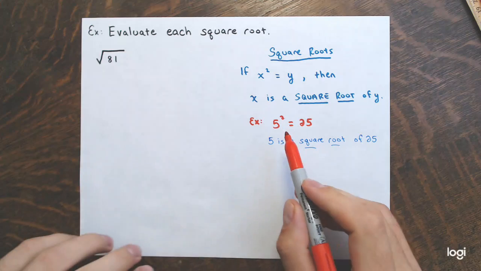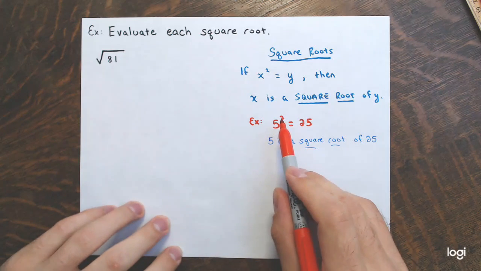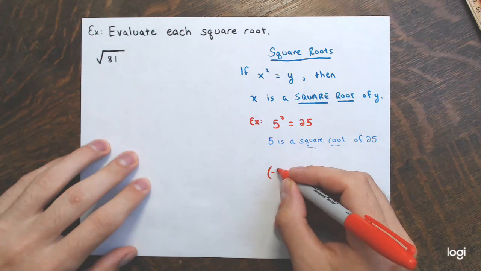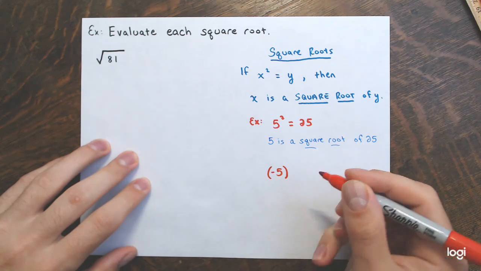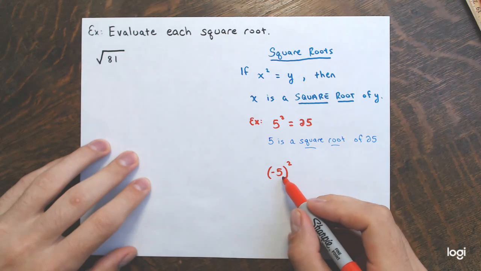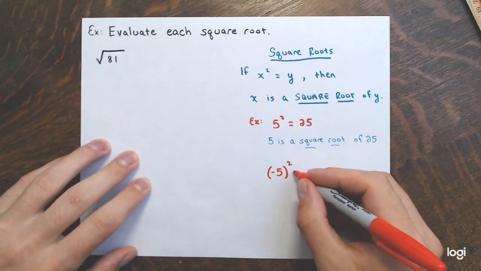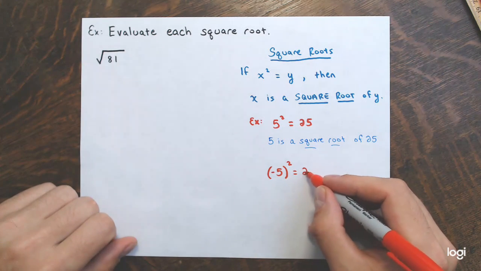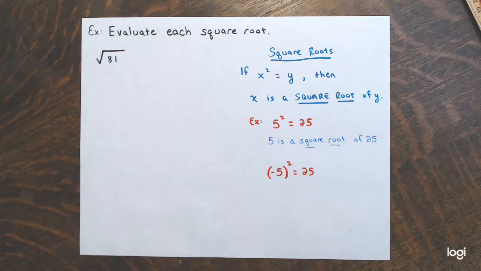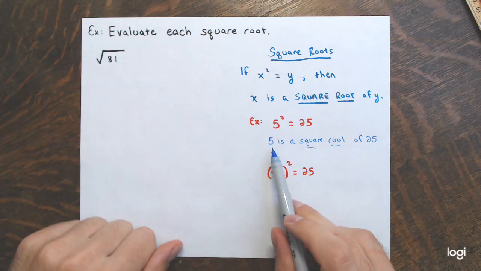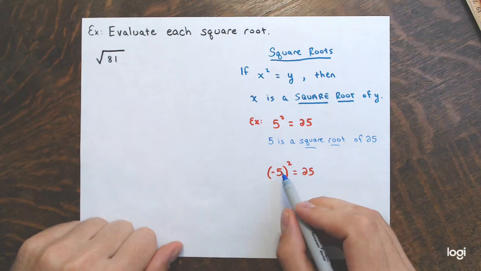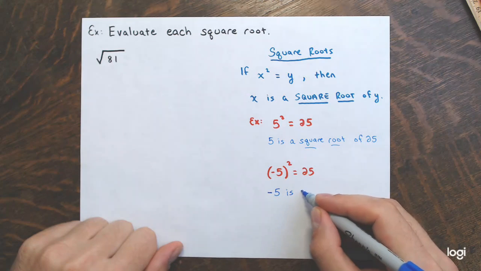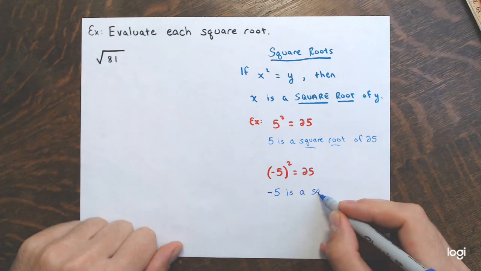But 5 isn't the only number that you can square to get positive 25. Another example: what if I took negative 5, in parentheses, and squared it, meaning negative 5 times negative 5? Remember, a negative times a negative is a positive. Negative 5 times negative 5 would be positive 25. So not only is 5 a square root of 25, but negative 5 is also a square root of 25.